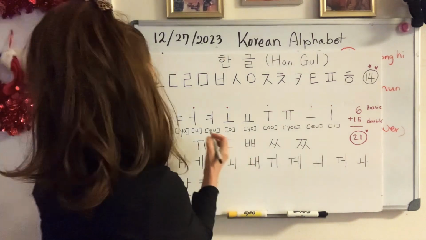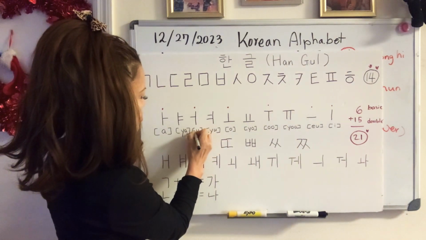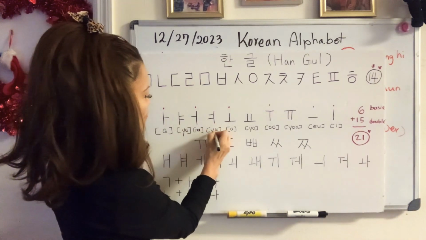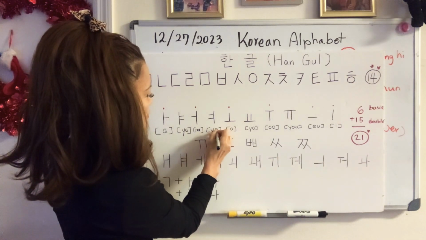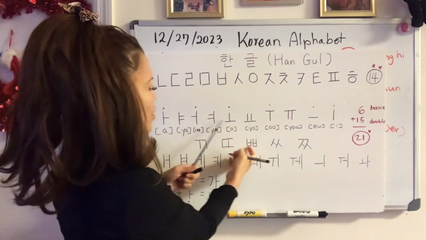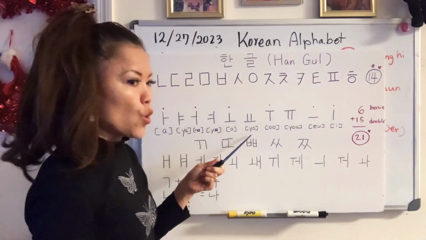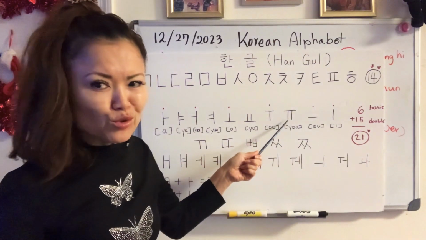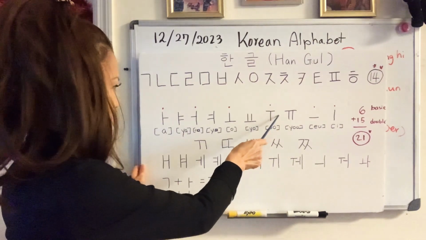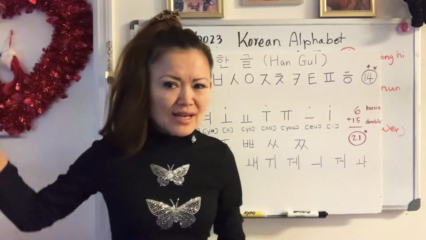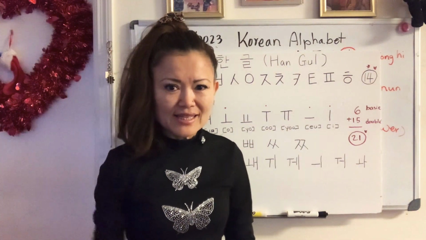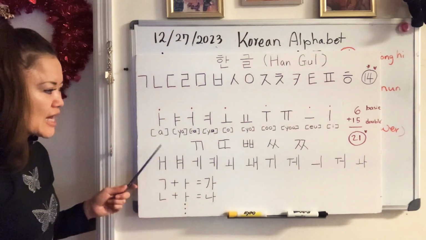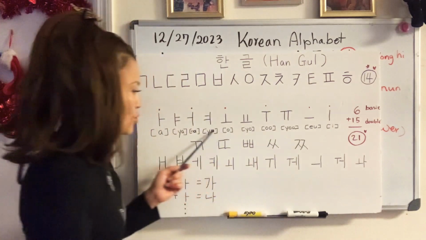And this is E, O, Ya, Yeo, and this is Ya, E, O. And this is O with another line, that's going to be Yo. U with another line is going to be Yu, like falling down. And then this is the horizontal line U with a vertical line, E. Remember that.